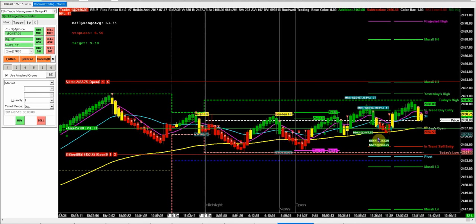Very, very simple trading strategy. Again, 89 EMA sloping up. Wait for the pullback, either sloping up or sloping down. Wait for the pullback to the 89 EMA, and then trade in the direction of the trend. Get into the trend and then trade in that direction.